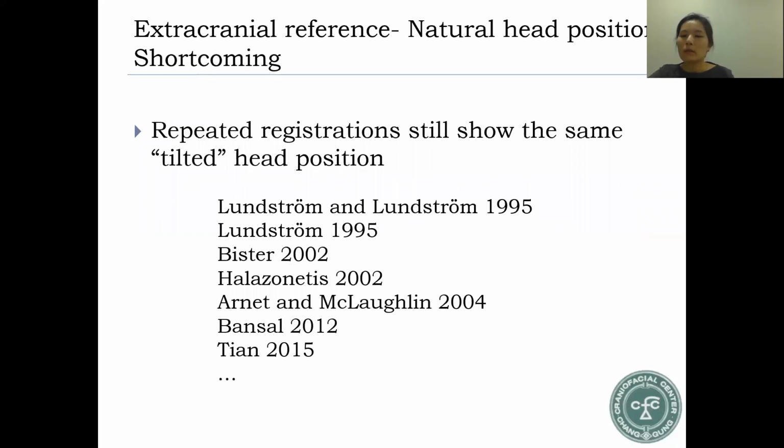The shortcoming of natural head position is that sometimes it's very difficult to obtain the true natural head position. Many papers have mentioned this kind of situation: despite careful instruction, a number of people showed a head position that experienced assessors consider to be more or less flexed, extended, or tilted. And repeated registration still shows the same tilted head position.